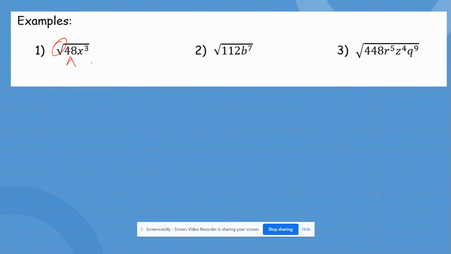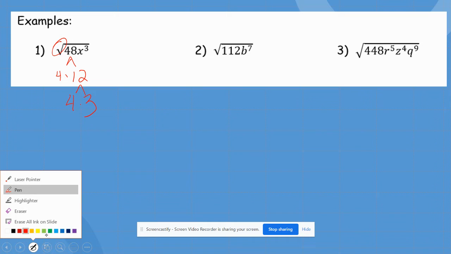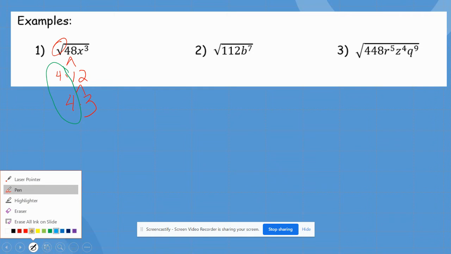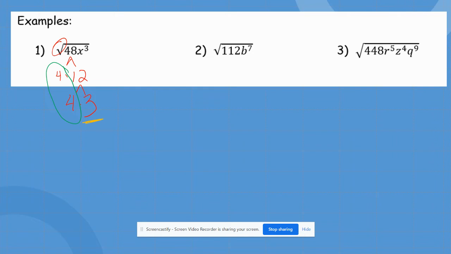I'm going to take 48 and say, I know 48 is 4 times 12, and I know that 12 is 4 times 3. Now, we could break down these 4s, but remember, we're looking for pairs. If I have a pair of 4s, then I'm okay with not breaking those down further. So we just have this 3 that's stuck.